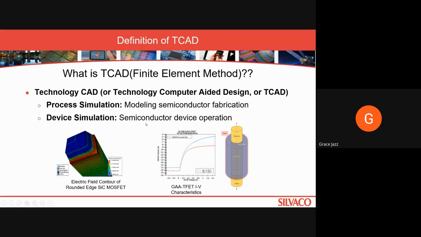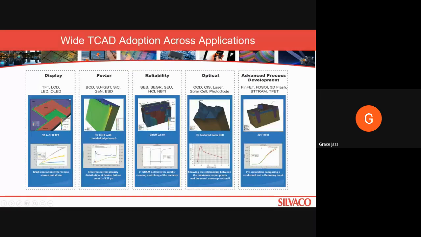Then we can load this process structure into a device simulation tool. In our simulation suite, we call it Victory Device. Then we can use physics-based equations to calculate the electron and hole distribution, and we can also calculate the current to extract your IV curve. So these are the different applications for Silvaco software.